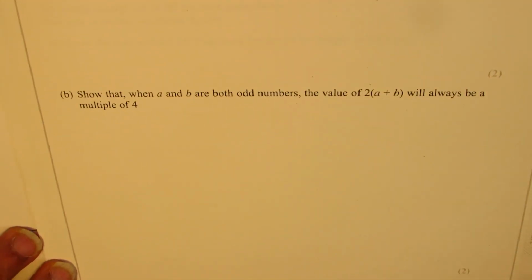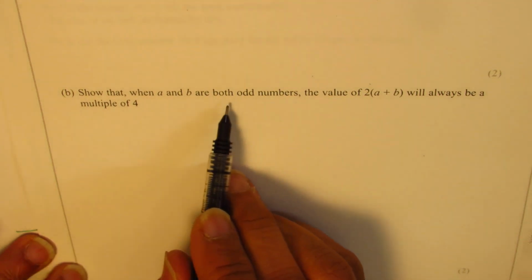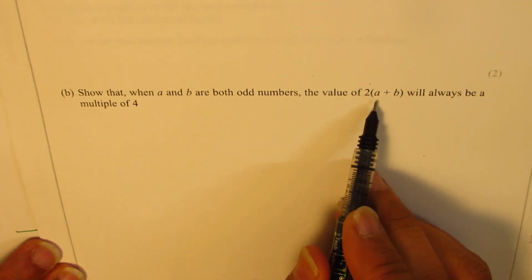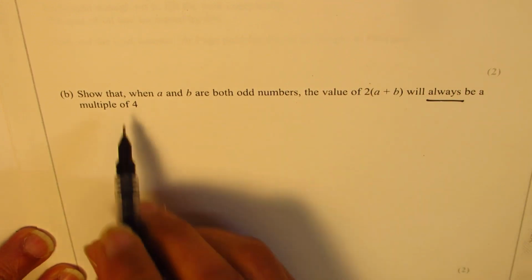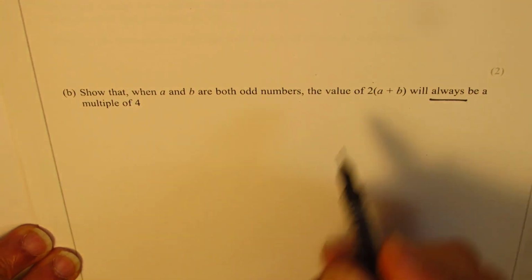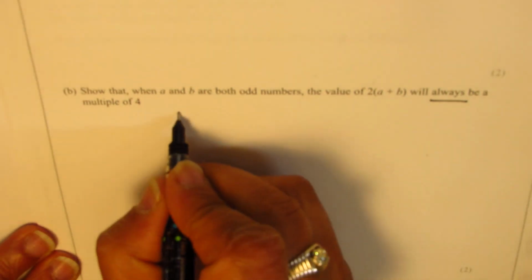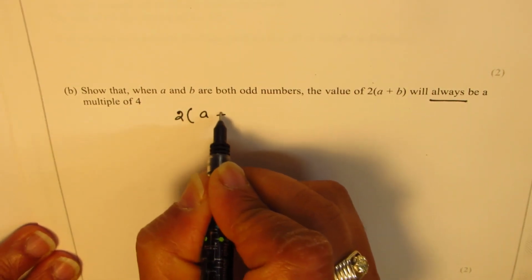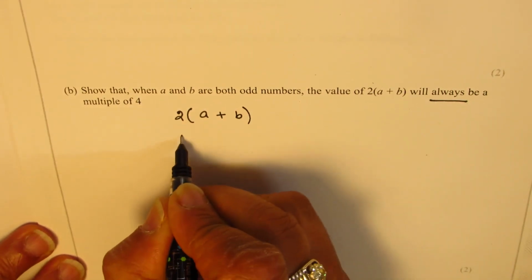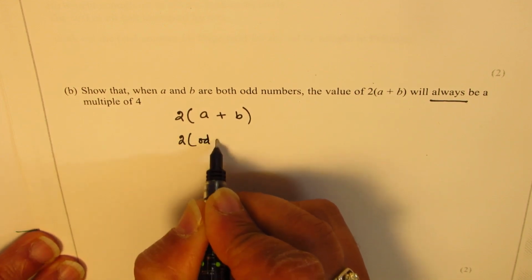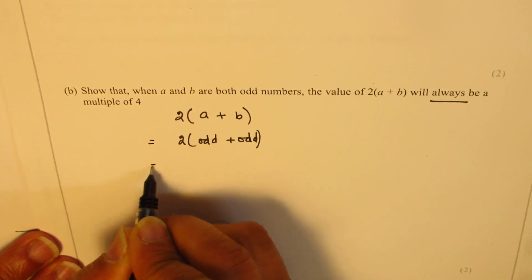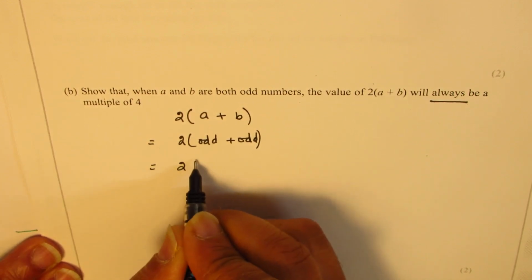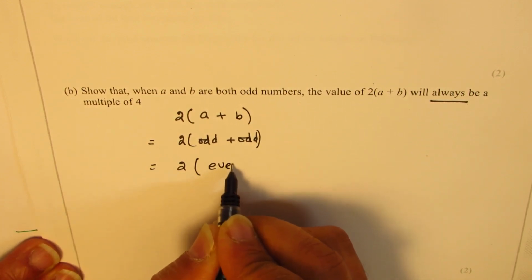Part B is, show that when A and B are both odd, the value of 2 times A plus B will always be a multiple of 4. Right? So okay, let's do it. So basically, we are doing 2 times A plus B, and both are odd numbers, right? Odd plus odd. Now when you add odd numbers, you get what? You get even numbers, right? So you get an even number.